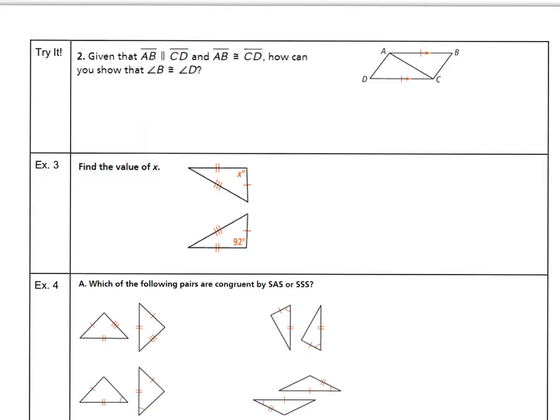Let's try another one. It says, given that AB is parallel to CD and AB is also congruent to CD, how can we show that angle B on the far right is congruent to angle D on the bottom left? In order for us to prove something about a particular part, we first have to verify that the triangles are congruent. So show the triangles congruent first.